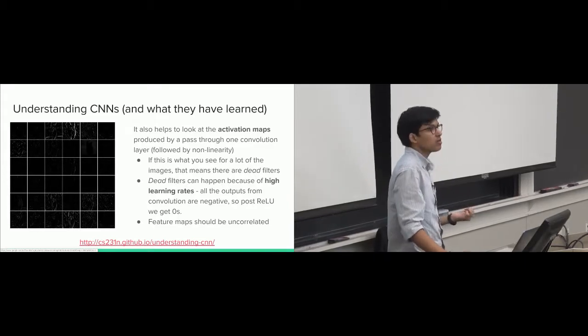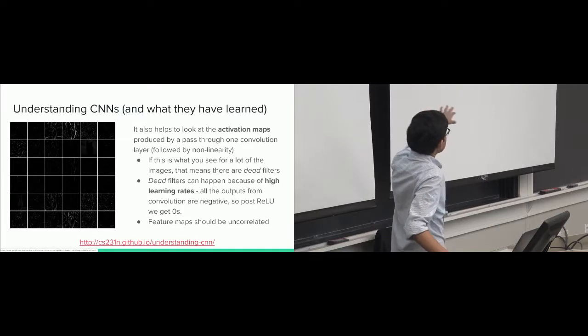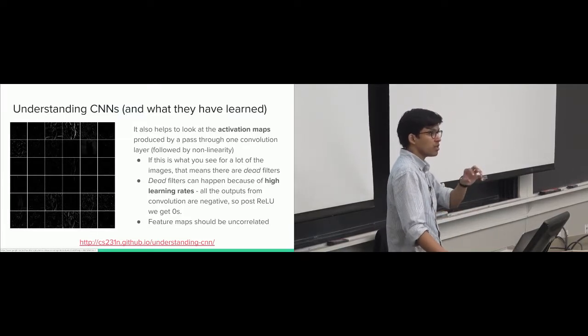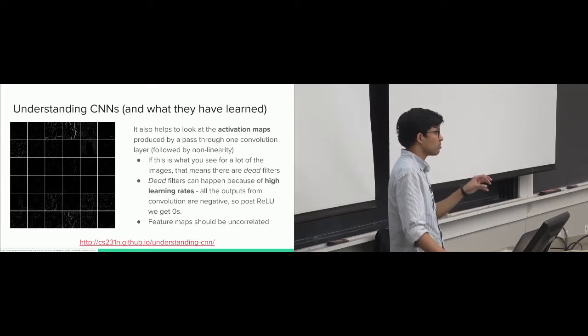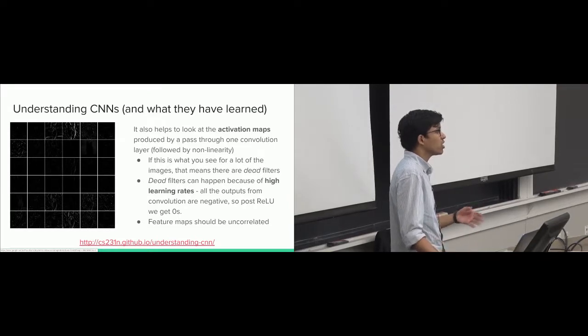One thing we need to understand is that all the feature maps should be uncorrelated. All the feature maps are trying to learn something, right? Some kind of edge or blob. They should be uncorrelated so that they learn different things. If they're correlated, then they'll just be learning the same thing.